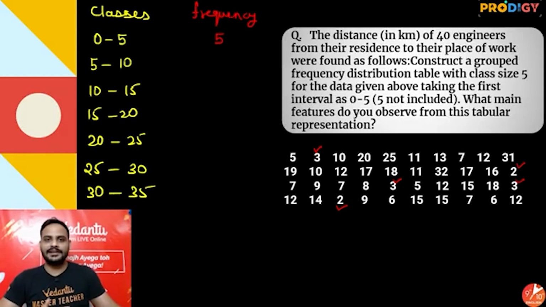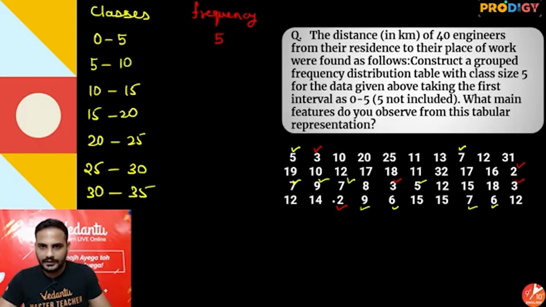In 5 to 10, I will include 5, but 10 will not be included. 10 is for the next group. So 1, 2, 3, 4, 5, 6, 7, 8, 9, 10. So there are 10 values for this group.